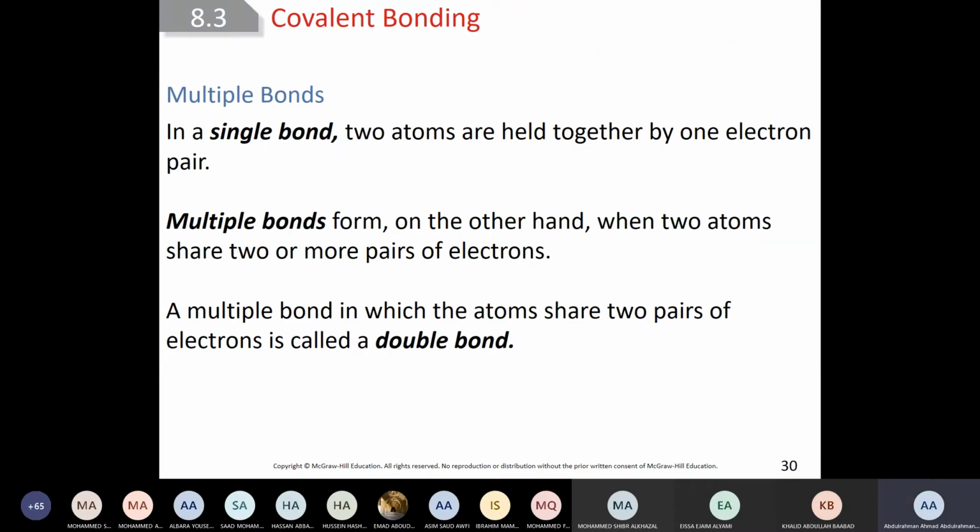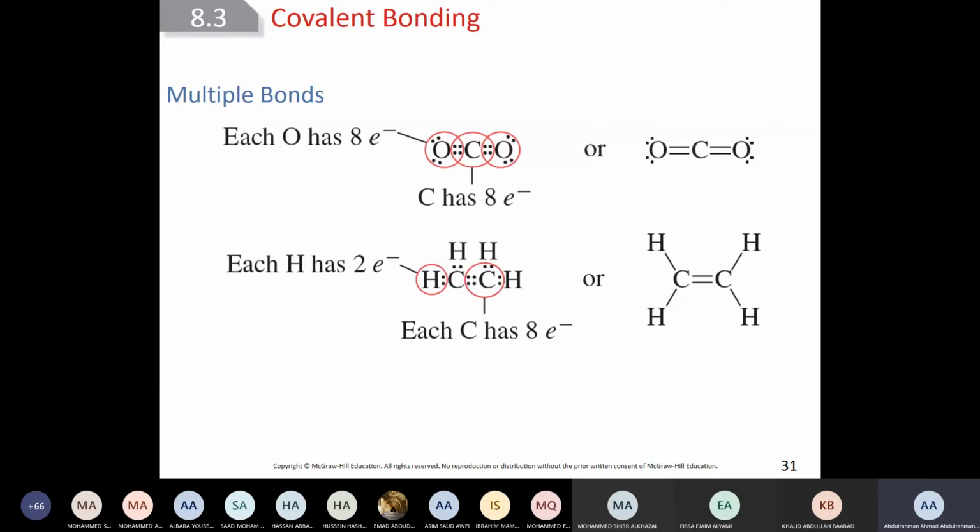Then as a result, we're going to make a single bond, or a multiple bond, which could be a double bond or a triple bond. These are all called multiple bonds: double bond or triple bond, which we just talked about a while ago.